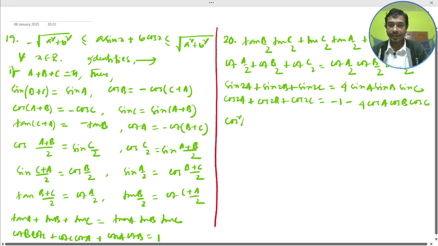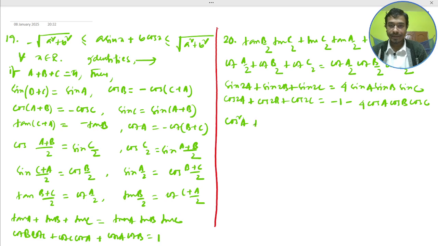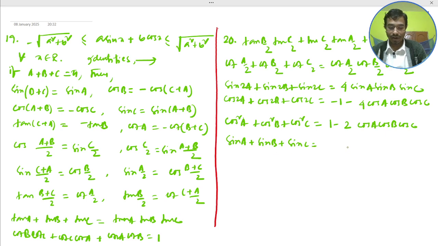And the next, this is very important: cos square a plus cos square b plus cos square c equal to 1 minus twice cos a cos b cos c. And sin a plus sin b plus sin c is equal to 4 cos a by 2 cos b by 2 cos c by 2.